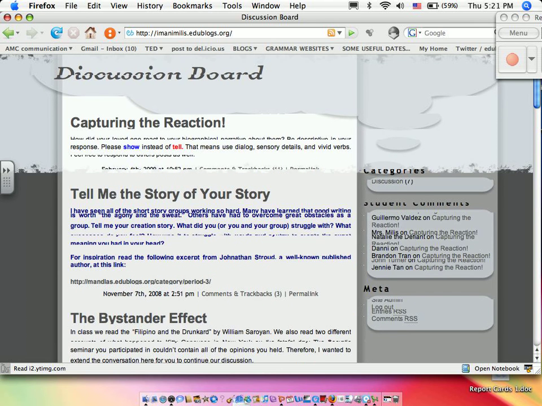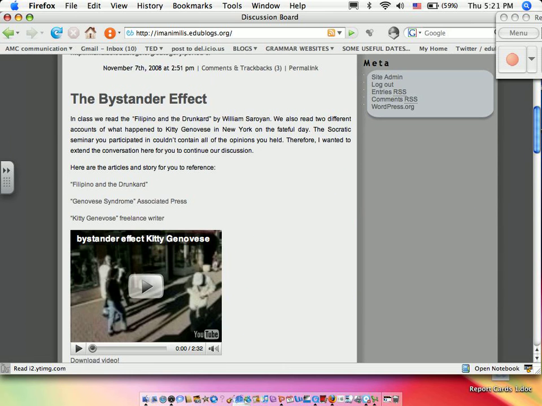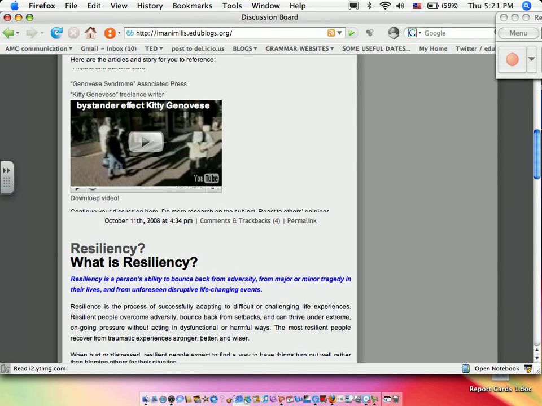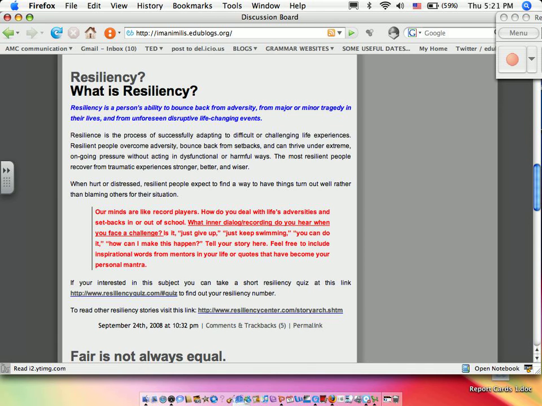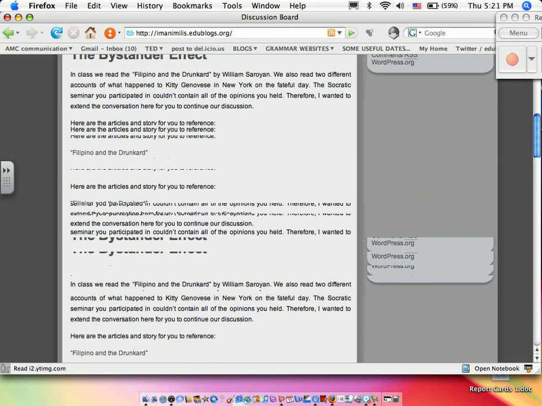The bystander effect discussion: we read the short story, The Filipino and the Drunkard, by William Saroyan, and it was about bystanders really not intervening when they should have. Then we looked at some nonfiction articles and watched a short video and had a discussion of the bystander effect in today's society. Our very first discussion was about resiliency, and students took a resiliency quiz and posted their discussions of resiliency here. Now, please let me let you know that I have to approve every comment before it appears, and therefore nothing inappropriate would be able to get through on our discussion board.